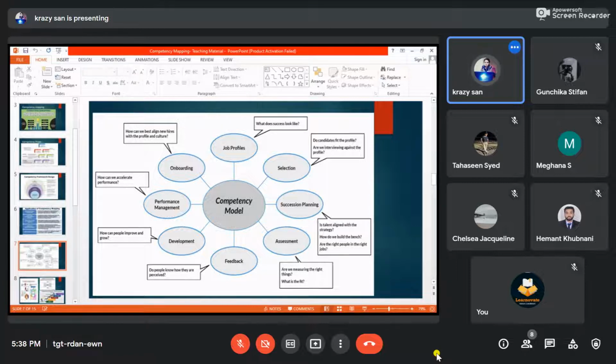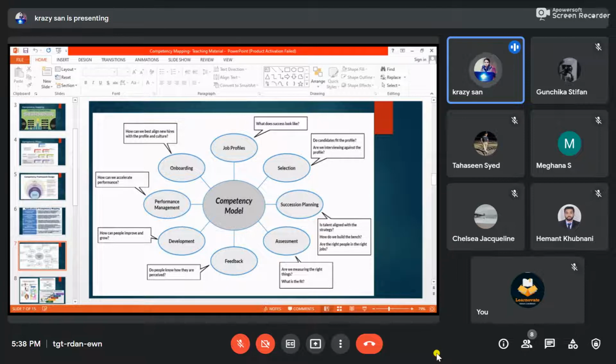How can we best align new hires with the profile and culture? Whether you are giving on-the-job training or off-the-job training, or reimbursement, promotion, transfer, changes, whatever you are doing, it should be very clearly aligned with the new hires' profile and the culture of the organization, which they have to understand.